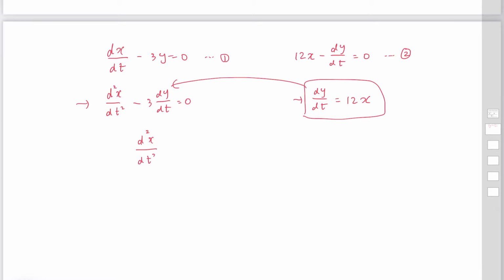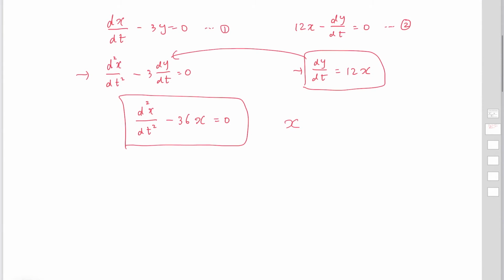The second derivative of x with respect to t minus 36x equals 0. We have a single dependent variable and a single independent variable. We can use a method we have learned to find the solution for x. Also, we could find y by eliminating x and finding the equation for y.